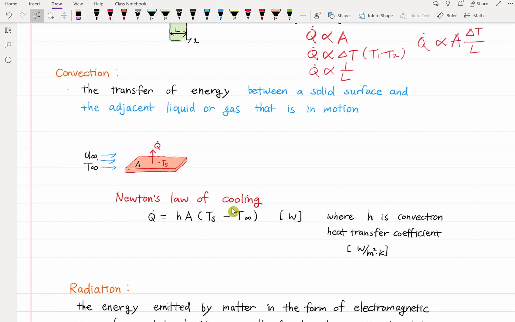Newton's law of cooling states that the rate of heat transfer is proportional to the temperature difference between the solid surface and the adjacent fluid that is in motion. It is also proportional to the heat transfer area, A. Newton's law of cooling is also based on experimental observations. h is the convection heat transfer coefficient. It is not a material property. It depends on many variables, including fluid velocity, fluid properties, fluid type, etc. So it is experimentally determined.